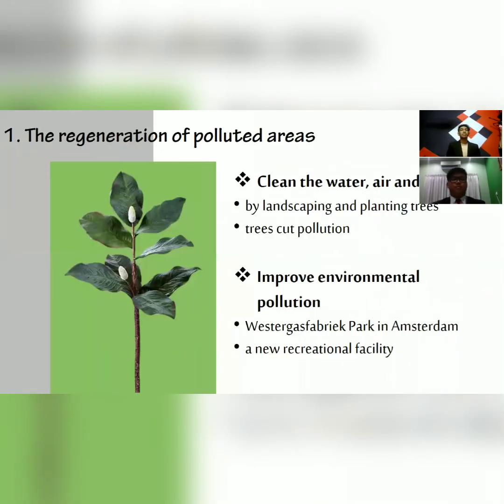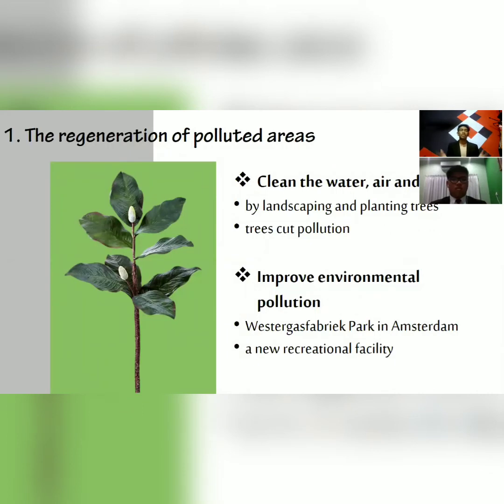The first one is the regeneration of polluted areas. How can landscape architecture help us to regenerate the areas that have been polluted? I might say the answer is that landscaping and planting trees has been used for many years by landscape architects in urban landscape design to control and clean the water, air, and also soil. It is also theoretically proved by a study from the Nature Conservancy in 2016 that planting trees can cut pollution from 7% to 24%.